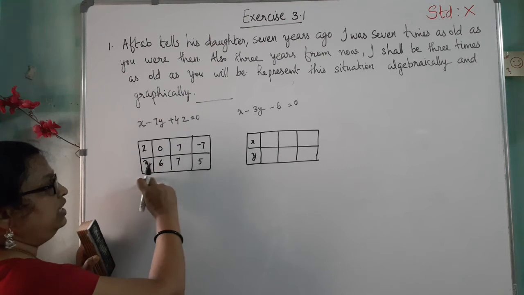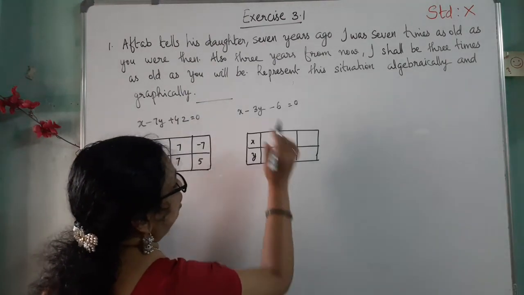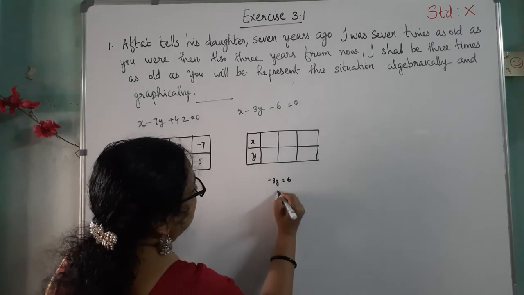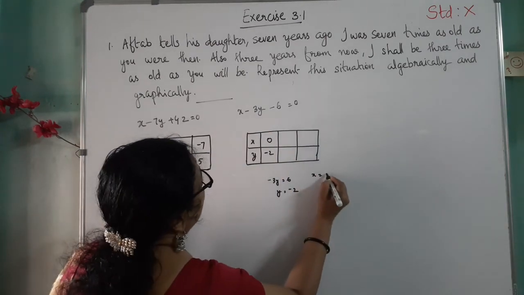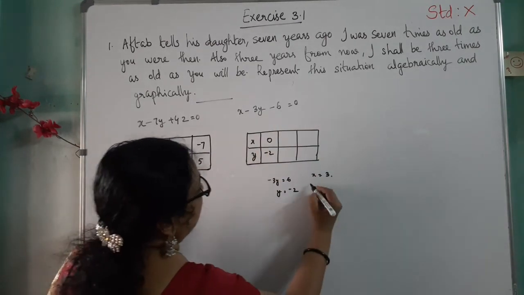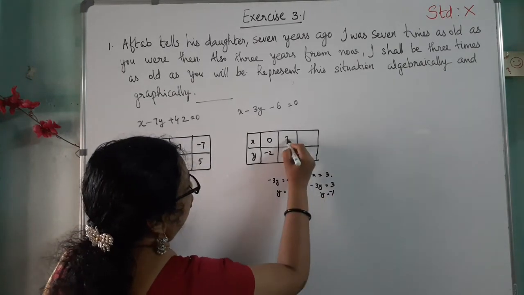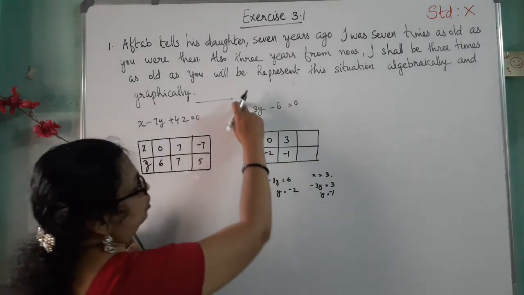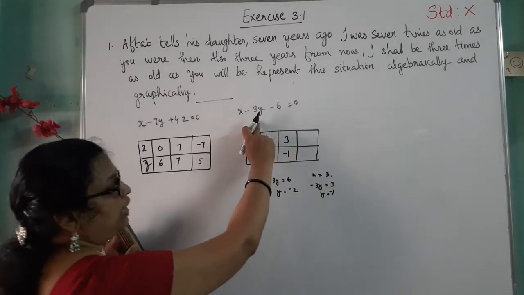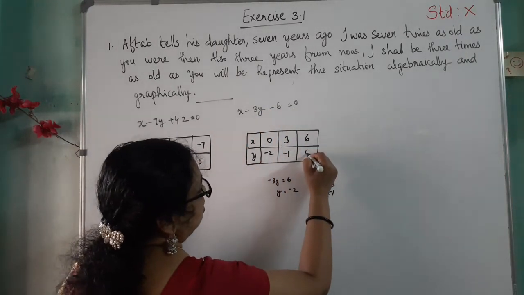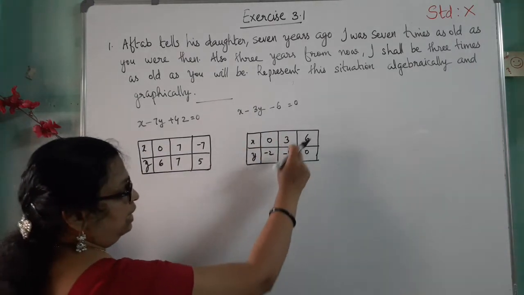Select the x values such that we get the y values as whole numbers. Here when x equal to 0, minus 3y equal to 6, y is equal to minus 2: 0, minus 2. When x equal to 3, 3 minus 6, that is minus 3, minus 3y is equal to 3, then y equal to minus 1: 3, minus 1. Then when x equal to 6, 6 minus 6, 0. So minus 3y is equal to 0 and y equal to 0: 6, 0. So we get 3 points: 0, minus 2; 3, minus 1; 6, 0.